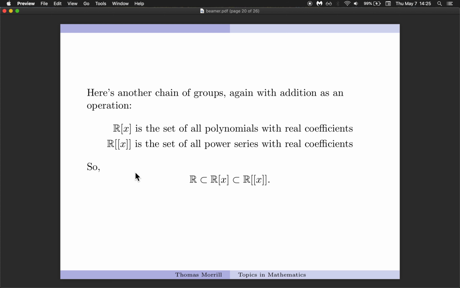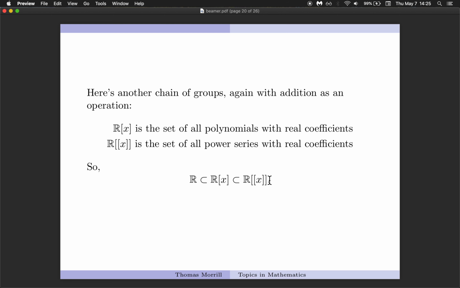So this is just another example of nested subgroups, right? So R is a subgroup of R bracket x, and R bracket x is a subgroup of R double bracket x. I'm not going to spend a whole lot of time on the algebraic structure. I personally like to work in Q double bracket x as a nice place for my research, but we're not going to talk about that right now.